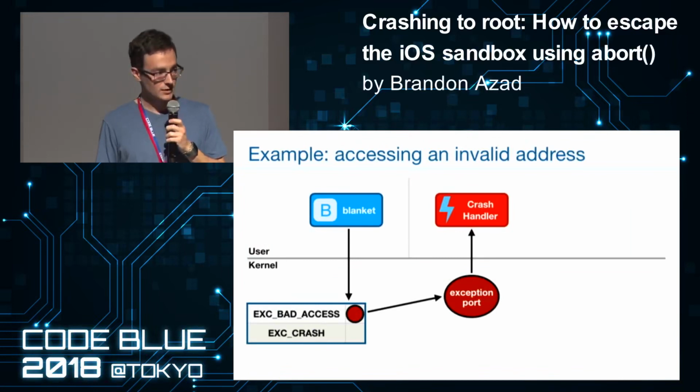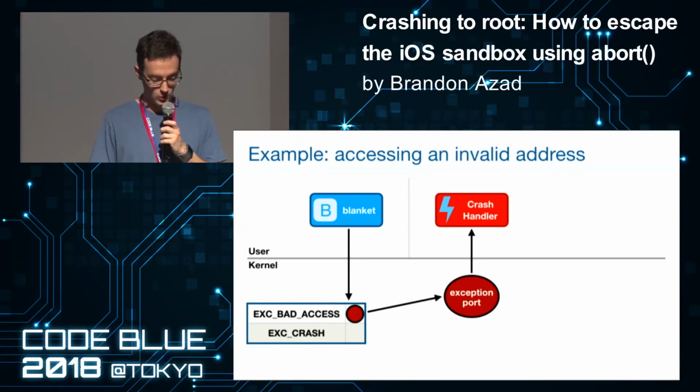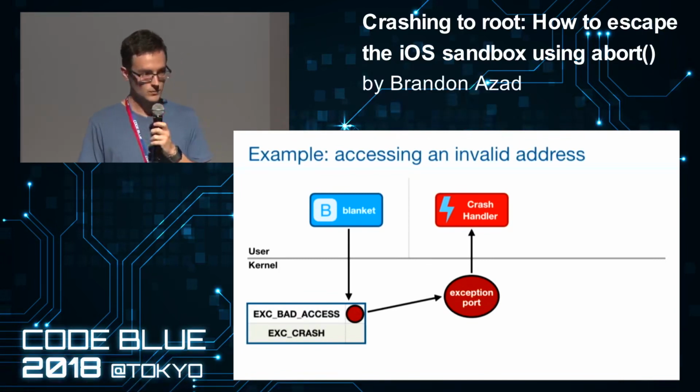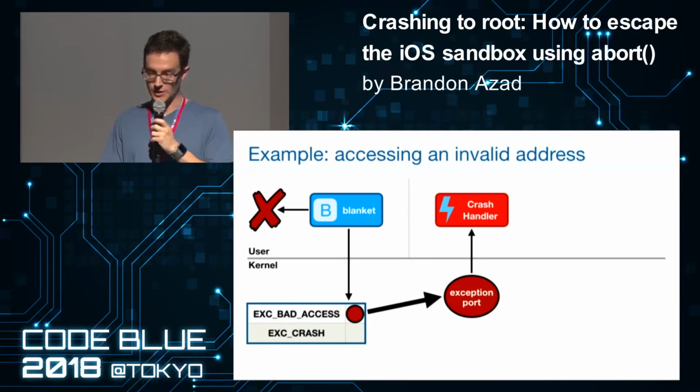So what does exception handling actually look like? Here's a hypothetical example where our process, blanket in blue, has a registered exception port for EXC_BAD_ACCESS, and that port is owned by this crash handler process in red. So when blanket accesses an invalid memory address, the kernel will check its exception table and see that there is indeed a registered exception port for EXC_BAD_ACCESS.